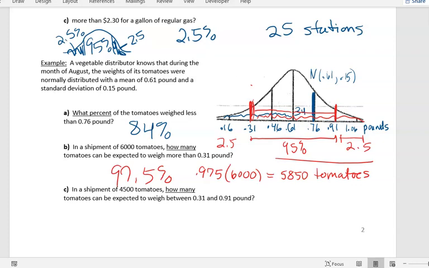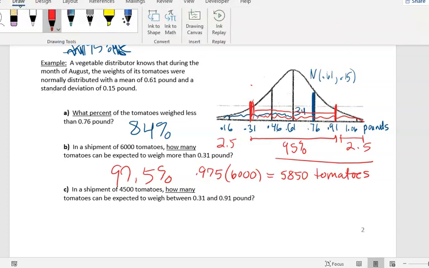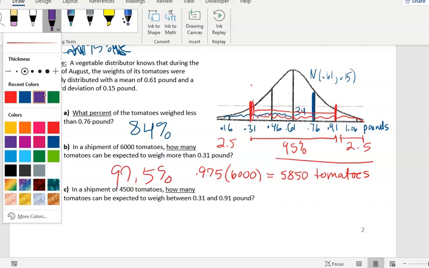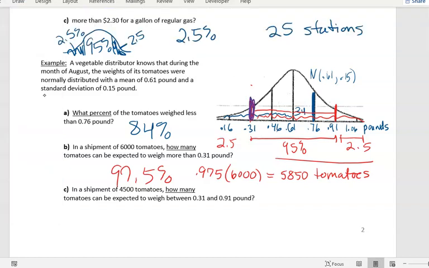All right, in a shipment of 4,500 tomatoes, how many are between 0.31 and 0.91? Oh, we just answered that question. If I look again, 0.31 is here, 0.91 is here. That's 1, 2 standard deviations and 1, 2 standard deviations. So I know that's 95% according to the empirical rule, and 95% of 4,500 tomatoes gives me 5,700 tomatoes.